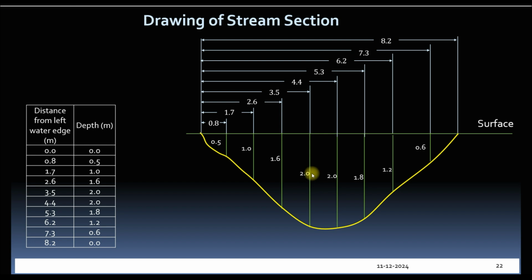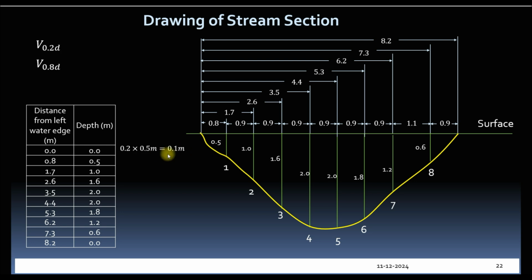After drawing the verticals, we can find the width in between verticals. For example, this one will be 1.7 minus 0.8 equal to 0.9. Likewise, other widths can be found. We can mark locations of velocity measurement for understanding, though this is not going to alter the discharge calculations. For the first vertical, 0.2 D of 0.5 meter will be 0.1 meter and 0.8 D of 0.5 will be 0.4 meter.